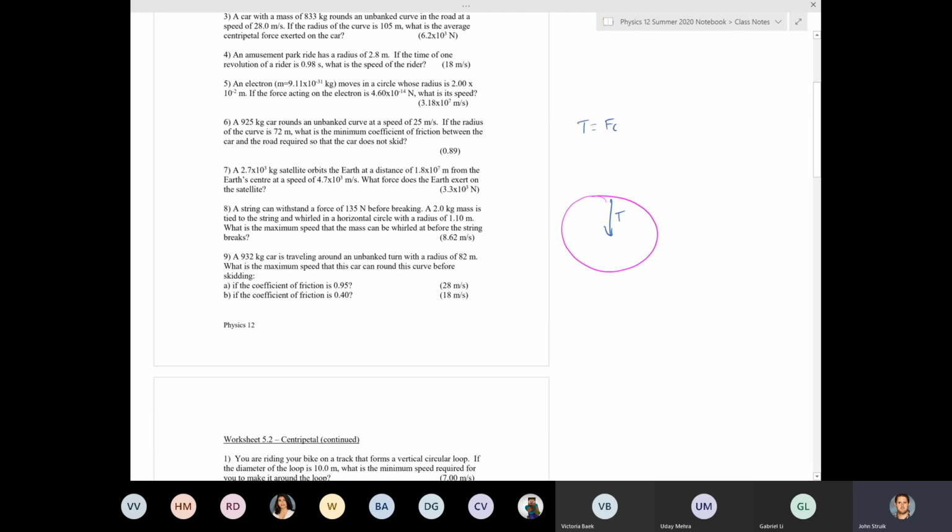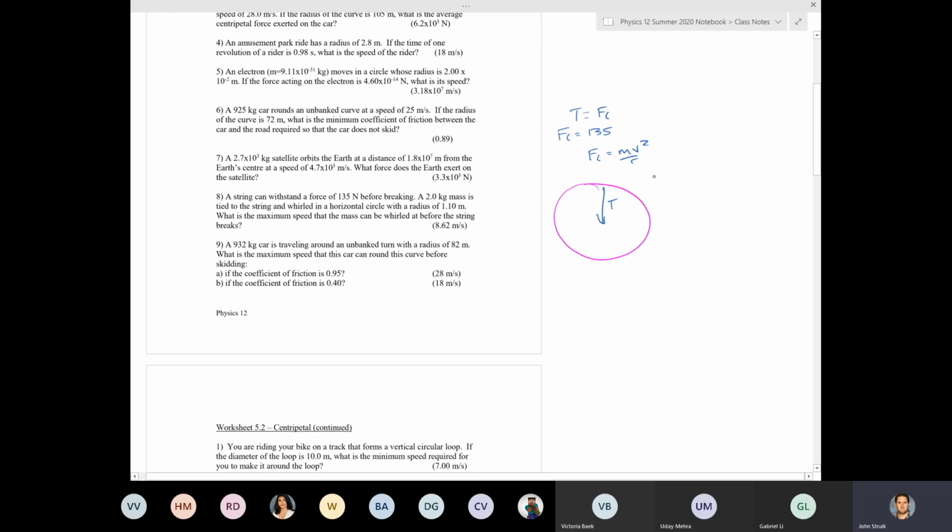Okay. Now, if we can have up to 135 newtons, so tension is our FC, so FC will equal 135 newtons. And then we can use this formula, mv squared over r, to see how fast it's going when it's 135 newtons. So let's just solve that. So that just becomes 135 equals 2 times v squared over 1.1, and v equals 8.62.